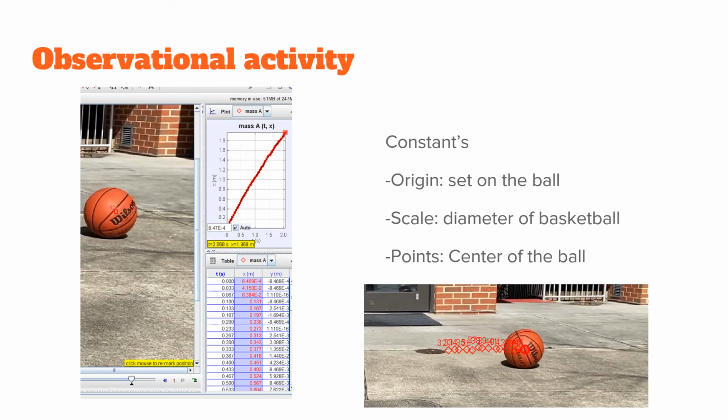After I took the video of the basketball, I used Tracker to build a graph, and as you can see, the graph here shows the position versus time of this, and you can see that it goes in this positive, almost linear slope. And these are the constants that I used to do the tracker.